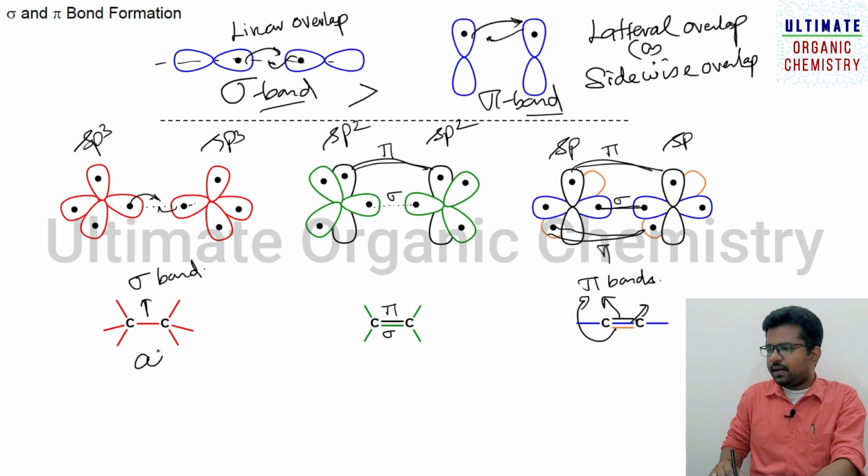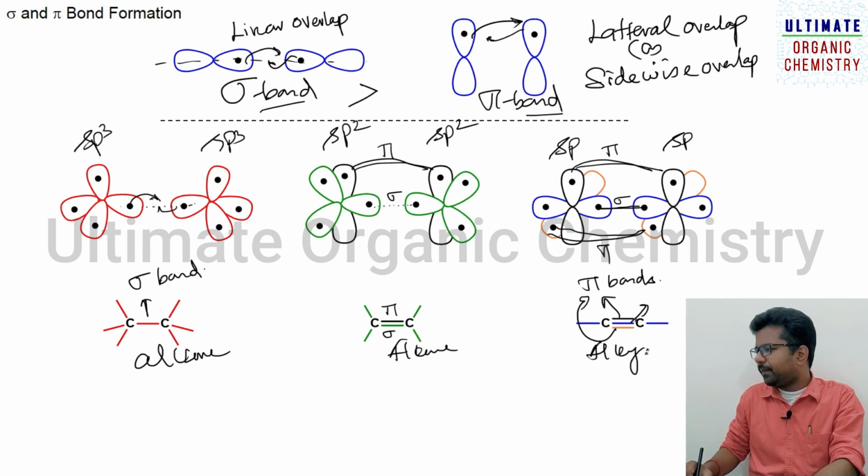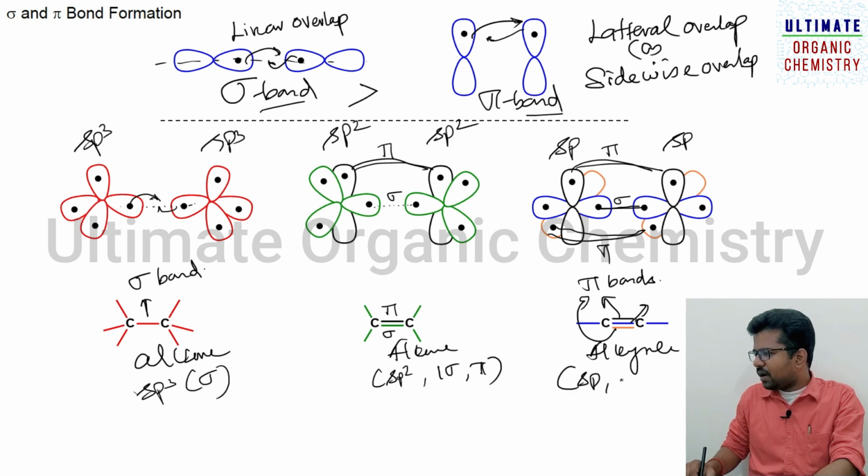So this is alkane, alkene, alkyne. Alkane means you have sp3, that is single bond, otherwise known as sigma bond. Alkene means the hybridization is sp2 and here you have one sigma, one pi bond. And alkyne means you have sp hybridization, with one sigma bond and two pi bonds. So you must understand this.